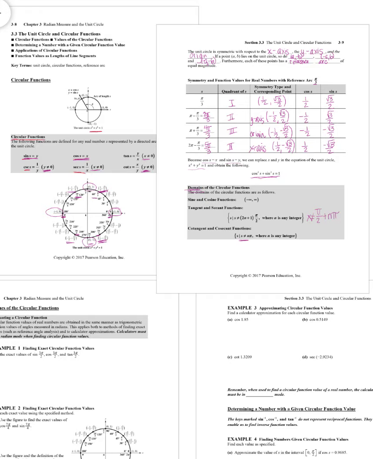So going back to tangent and secant, you can use this, what they have here. This 2n plus 1, the quantity times pi/2, is the same thing as pi/2 plus n pi, either one of those. And then for cotangent and cosecant, s cannot be some multiple of pi.